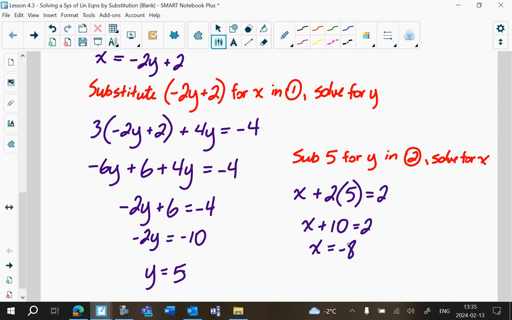There's your two answers. So you would write as the final answer x equals negative 8, y equals 5. Or you could write it as a coordinate, because that's the point where they would intersect if you graph them.